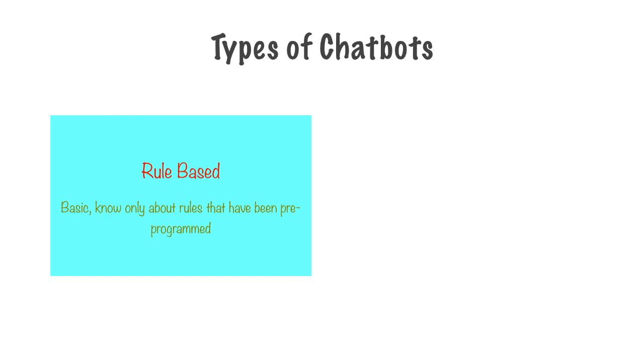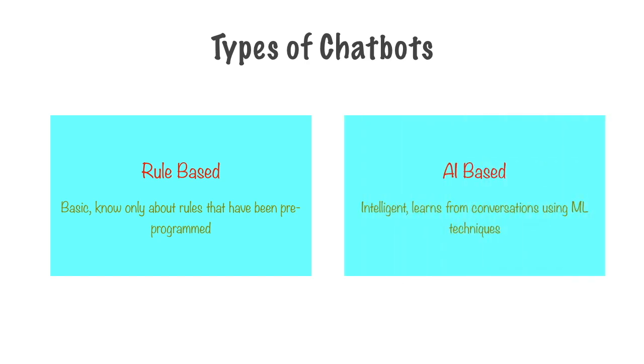It can't learn or understand new concepts. These bots tend to be static and can change only when they are reprogrammed. Rule based chatbots are a thing of the past. What we work on nowadays are artificial intelligent based chatbots. These are intelligent, they understand what the user is saying via natural language processing.